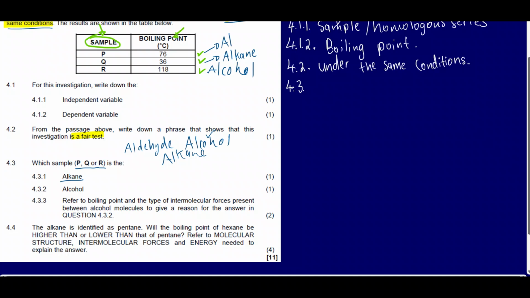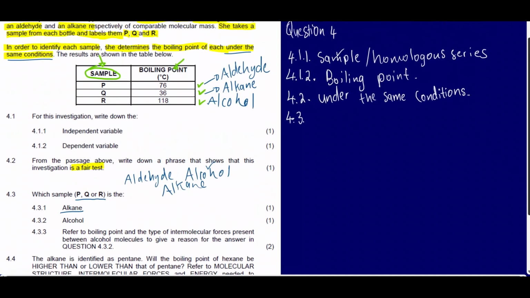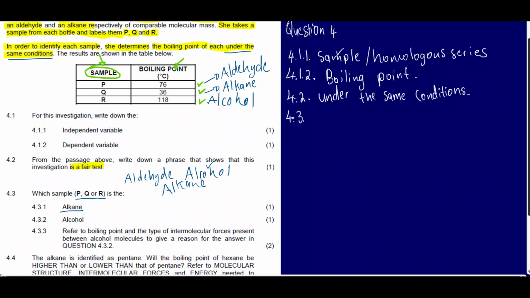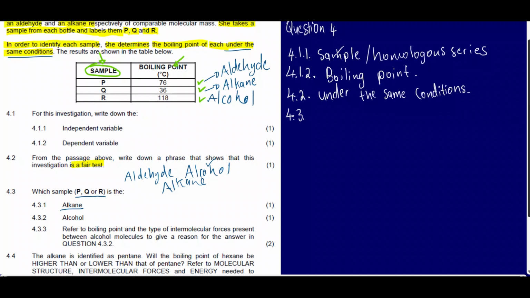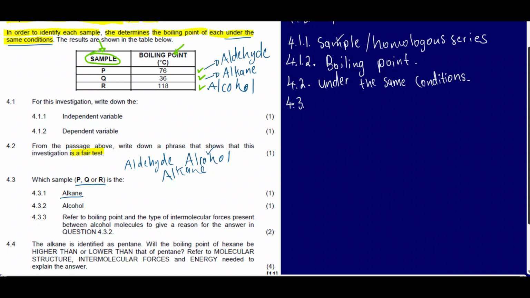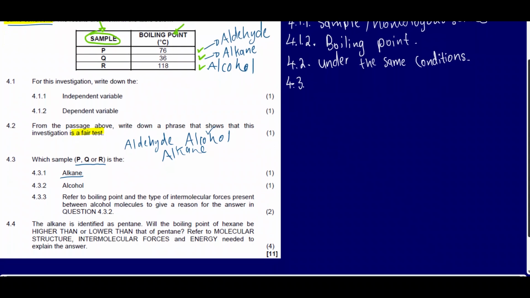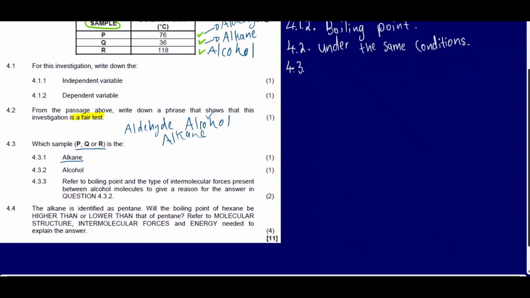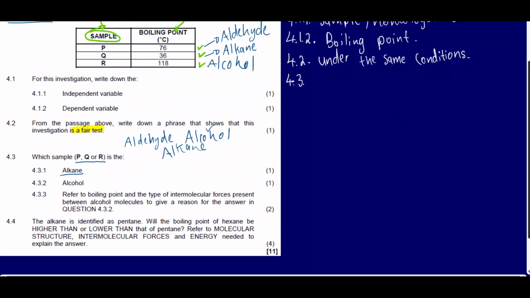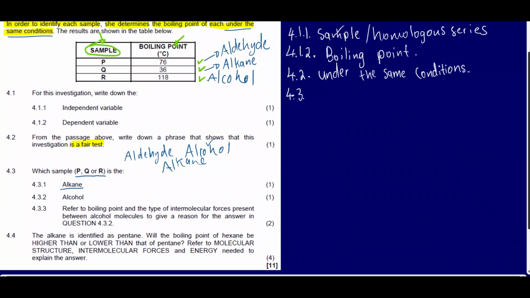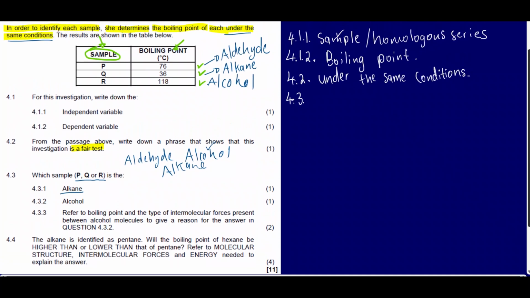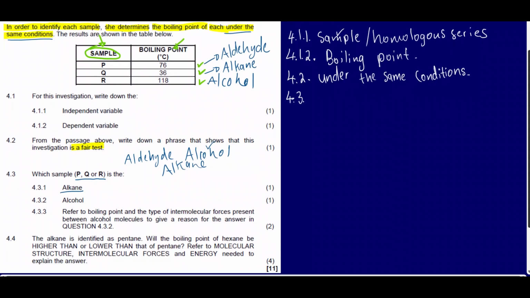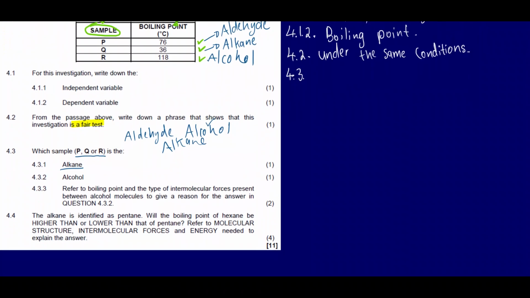And then P would be an aldehyde. Remember, the aldehyde is not the lowest or the highest boiling point, it's just in the middle, looking at the types of forces. The alkane has the weakest forces, so it will have the lowest boiling point, and an alcohol has hydrogen bonds, so it will have the highest boiling point.